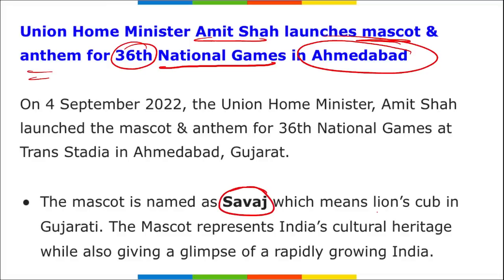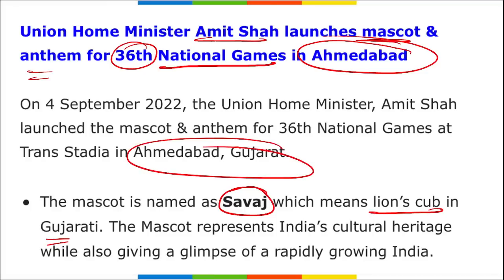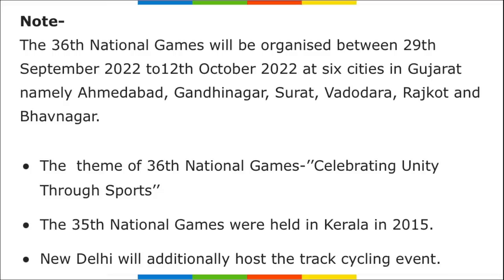Swaj is the name of the mascot, which means Lion's Cub in Gujarati, and it is the mascot of the 36th National Games that will be held in Ahmedabad, Gujarat. Further, if we talk about it, what will be the theme of these 36th National Games? Celebrating unity through sports. This is the theme.